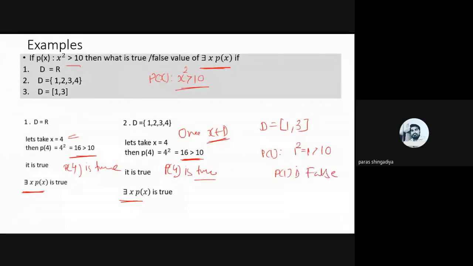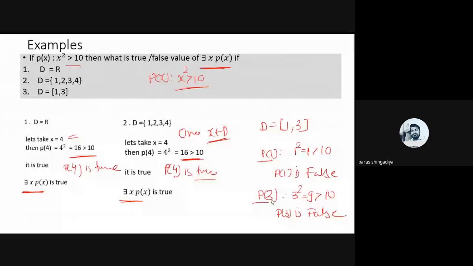Now consider the second value of the domain, P of 3. P of 3 is 3 square, which is equal to 9, and 9 greater than 10 is also false. So P of 3 is also false. What is the meaning of that? For every value of the domain, P(x) becomes false. Here for P of 1 and P of 3, in both values P(x) is false.